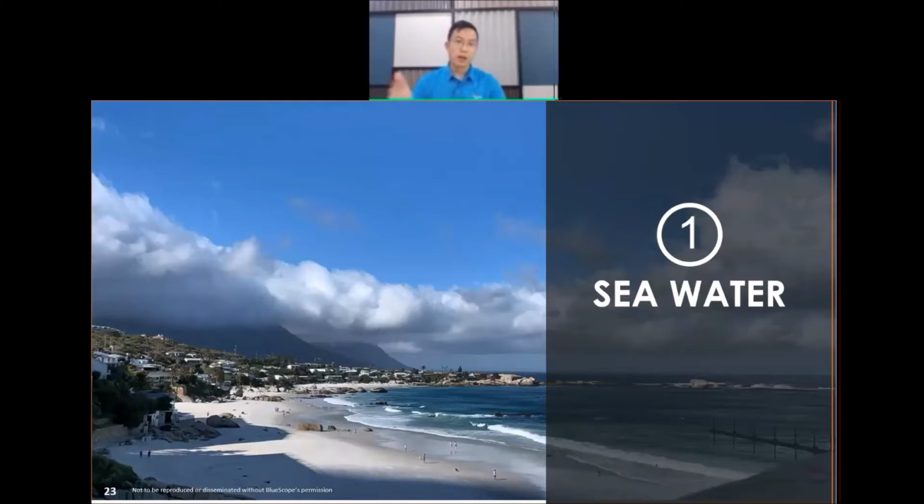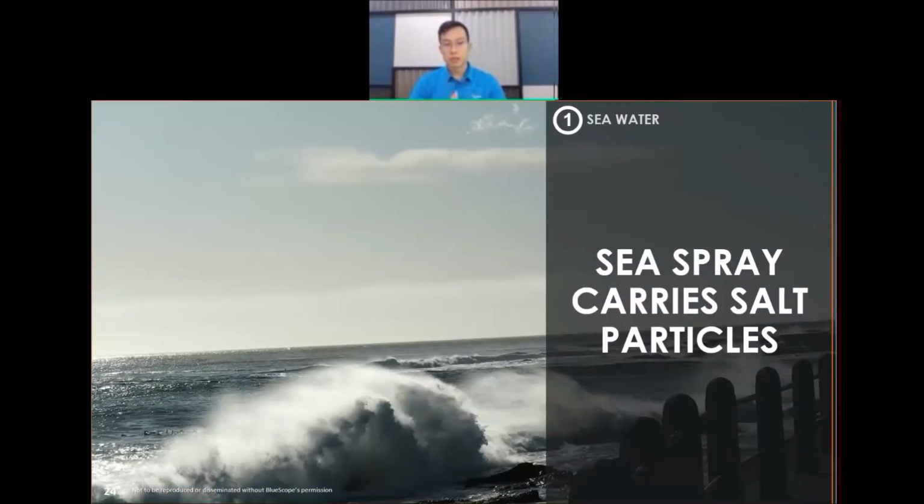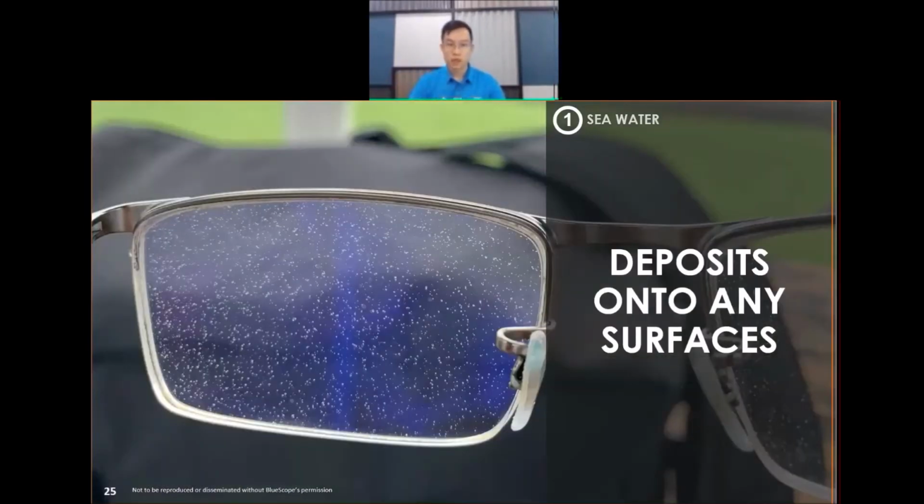And to tell you about seawater's influence on building, let me just give you an idea. Some oceans, they will actually bring out what we call sea spray. That means small particulate of seawater that are brought up by the sea wind or sea breeze. And all these sea spray will actually carry salt particles that will basically deposit onto any surfaces.